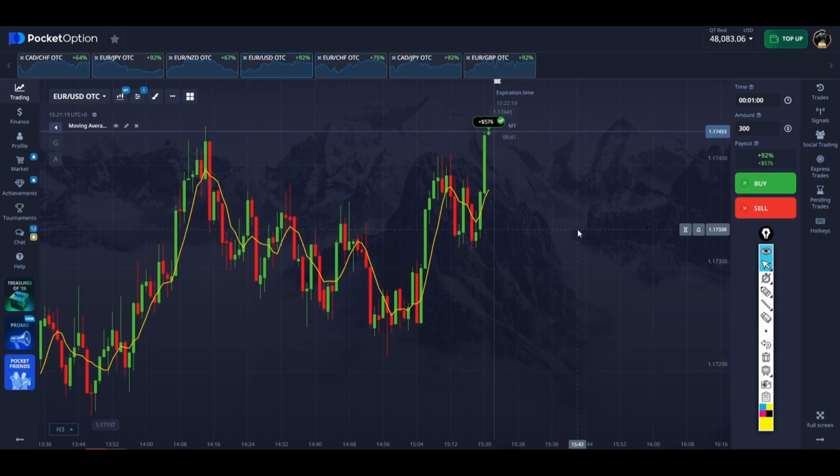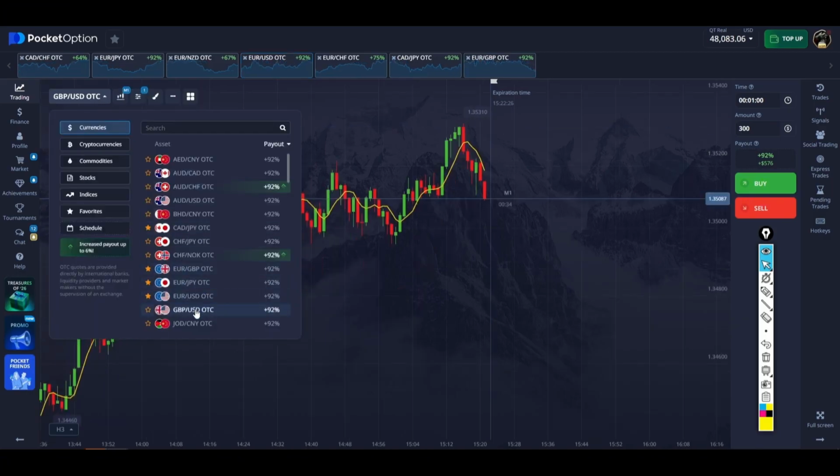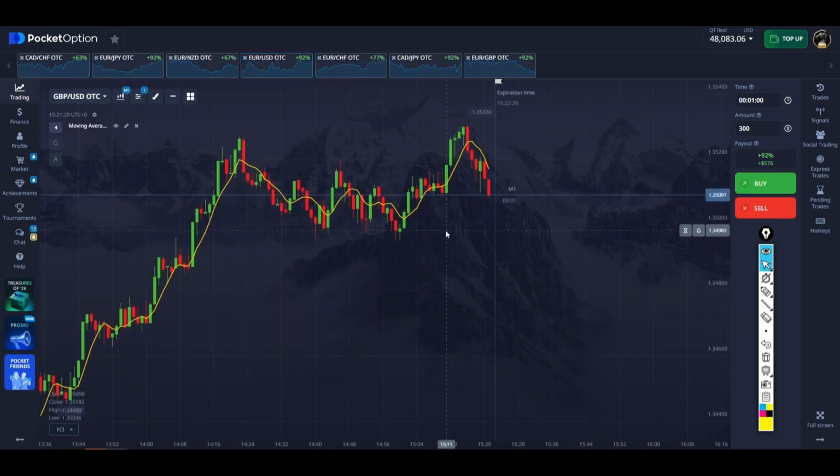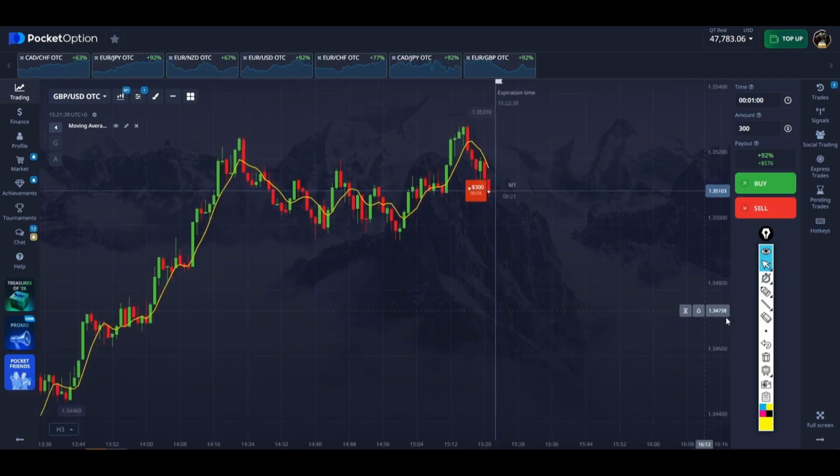Perfect. That was a clear, high-quality example of how to identify a buy entry using this strategy. Now, let's move on and break down the next scenario. We've got the British pound against the US dollar here. On one hand, this looks like a solid sell setup, so let's execute it. There are a few key factors at play.